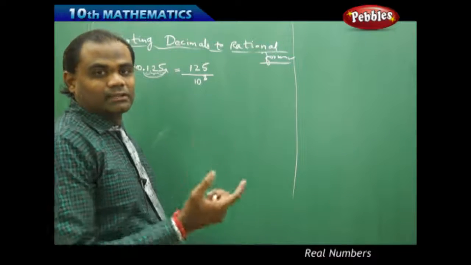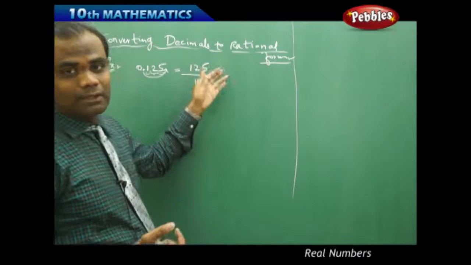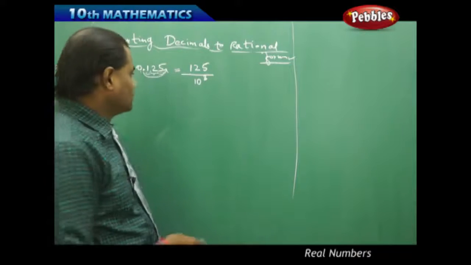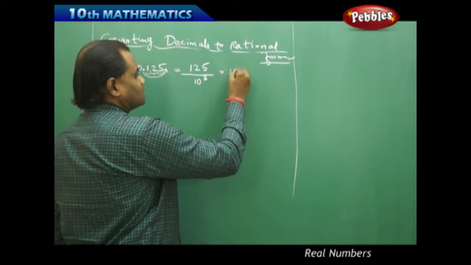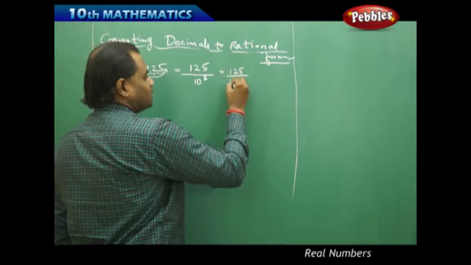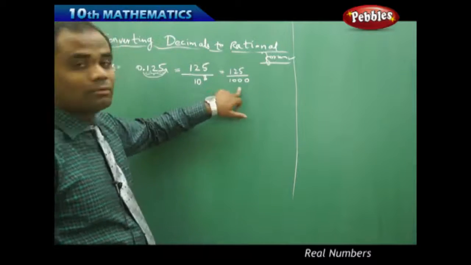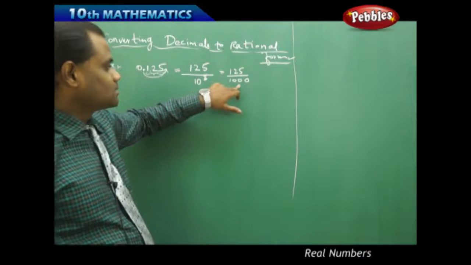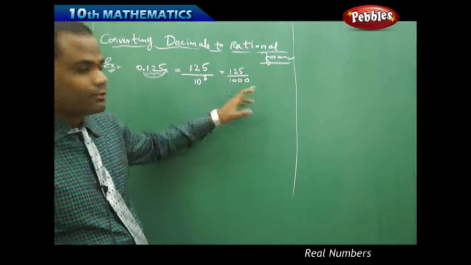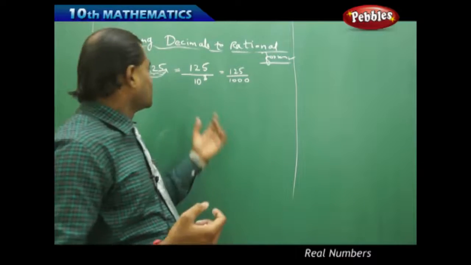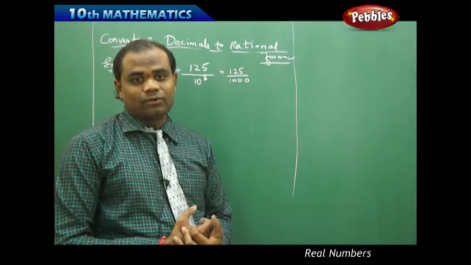So moving to the right would divide by 10 power n, and moving to the left would multiply by 10 power n. And therefore here I get this as 125 by 1000, which is a rational number because it is in p by q form with p and q as integers and q is not equal to 0, q being 1000 here. So this is how I convert the given decimal into rational form.